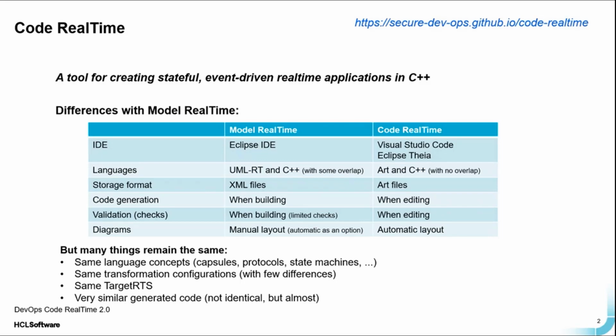And if you look at the generated code, you will maybe at first glance think that it's identical. It's actually not identical, but almost identical. We made some improvements in the generated code in Code RealTime, but to a large extent, it's very similar. So any questions on this overview of Code RealTime, what it is and how it compares with Model RealTime?